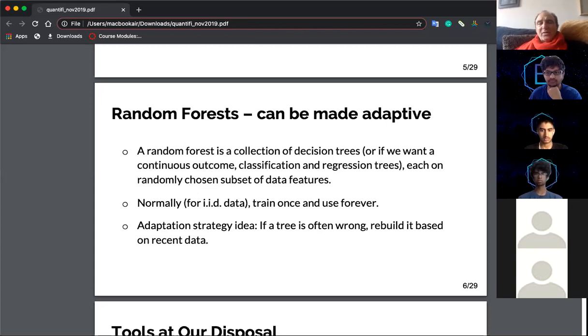And this can also be made adaptive, because even though normally it's for this IID data, which is independent of time, it can be made adaptive by the following simple idea: if a tree is often wrong, rebuild it based on the recent data. So discard trees that are doing badly. So almost every machine learning algorithm by itself can be made adaptive. Next slide, please.